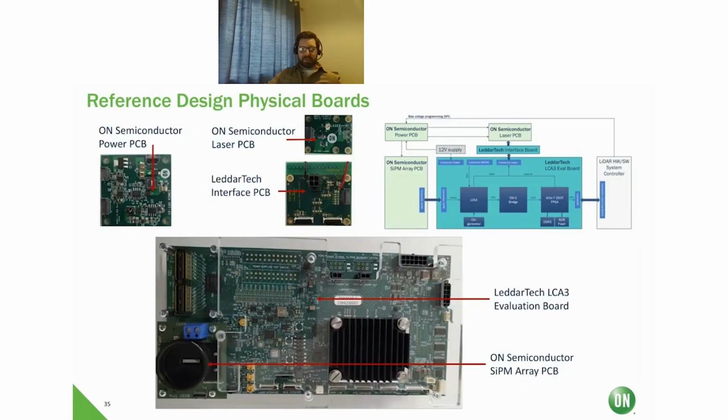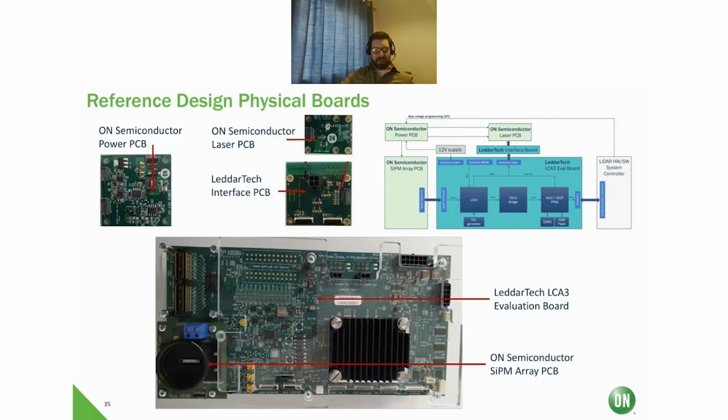And here we have the physical boards. Here we can see the LCA3 eval board, and here is the onsemi SiPM array PCB. So we have our lens mount. This is the SiPM array right here. And we have some series resistors connecting the fast outputs to the input of the LCA3 through some board-to-board connectors. We have some options for a bench power supply, our connections to our power PCB. And here's our laser PCB, and, as Rainer described, the LeddarTech interface PCB to connect from the LCA3 to all of these different boards.